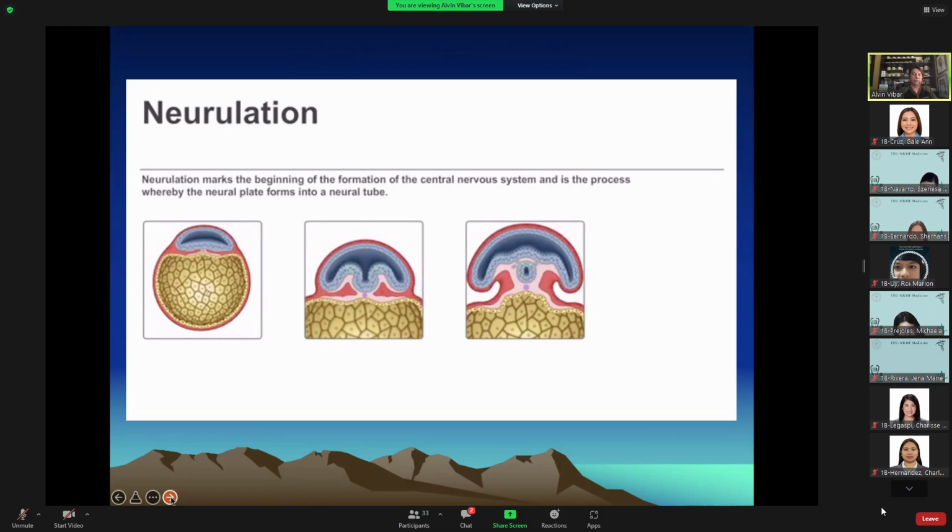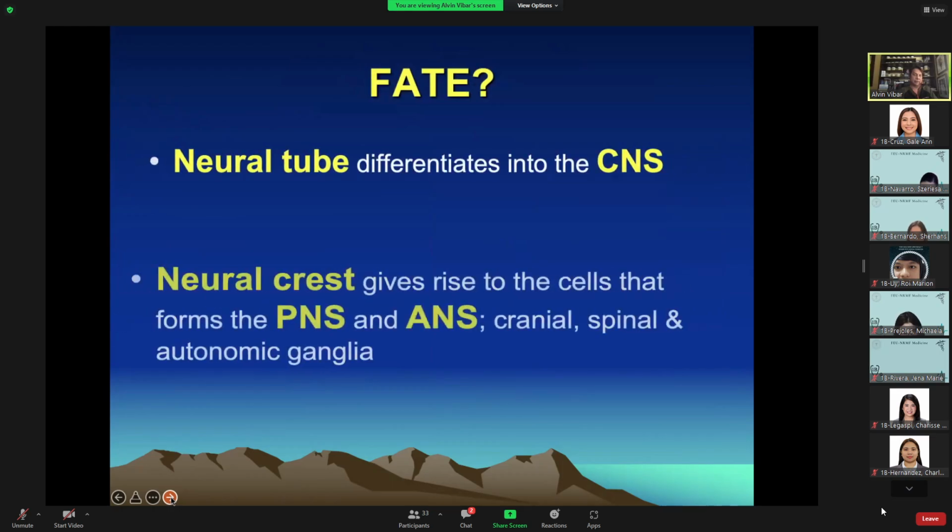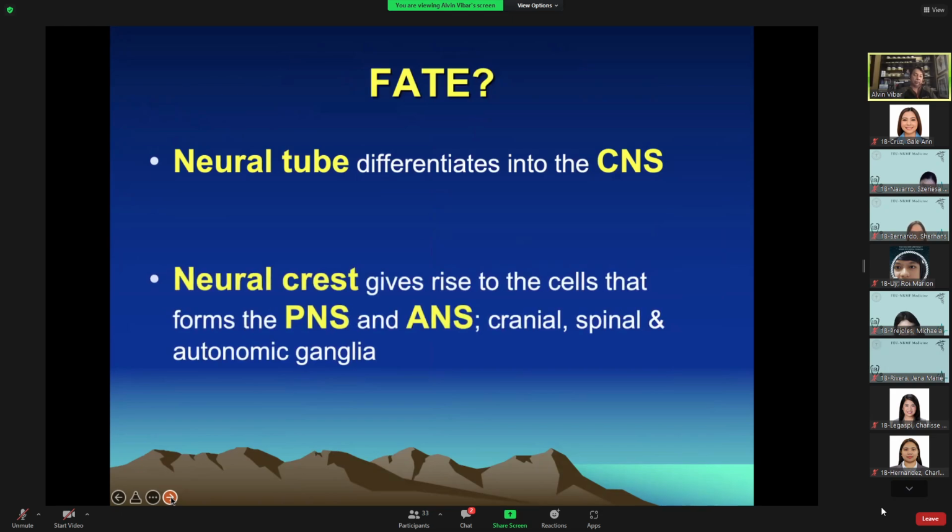So two terms that I want you to remember: neural tube and neural crest. Again, what are the derivatives? What will be the fate? Neural tube will become parts of the CNS. And when you say CNS, you have the brain and spinal cord. While neural crest will give rise to parts of the peripheral nervous system and autonomic nervous system, including the cranial nerves, spinal nerves, and autonomic ganglia, including the plexuses and ganglia. Okay, take note.